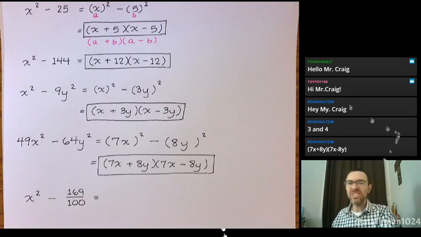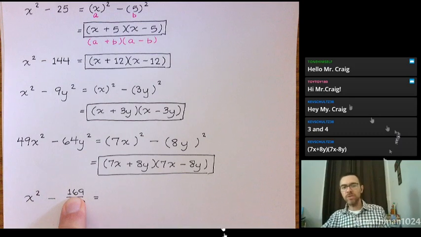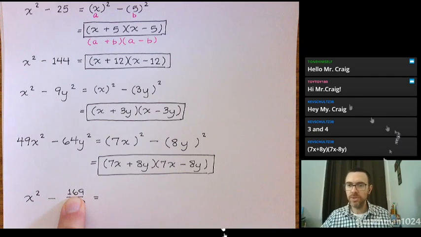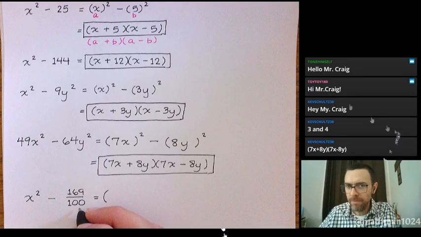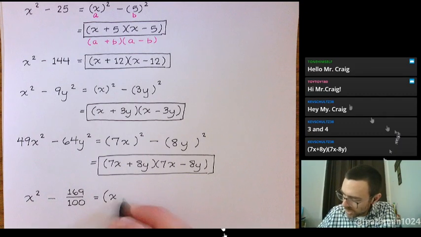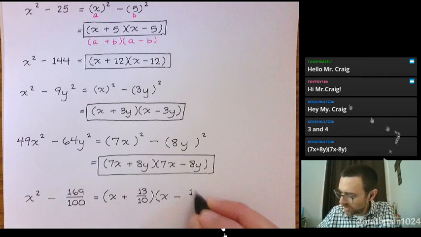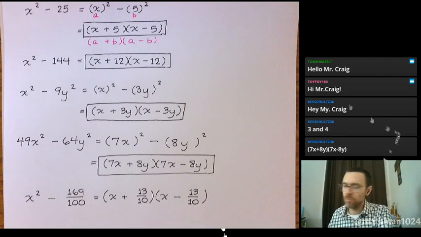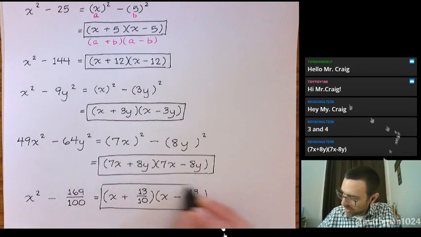So let's do fractions. x squared minus 169 over 100. If I just gave you x squared minus 169, that should be fine as long as you know that 169 is 13 squared. Well, 100 is also a square, right? So we can split this up and say that 169 is 13 squared, 100 is 10 squared. So then the factorization is just x plus 13 over 10 and x minus 13 over 10. See, we do not need to be concerned whatsoever about having fractions here.